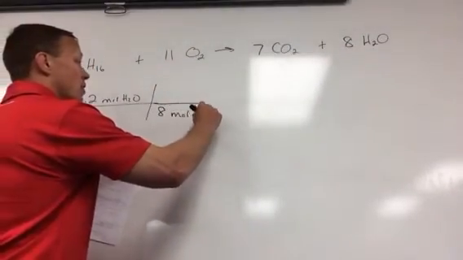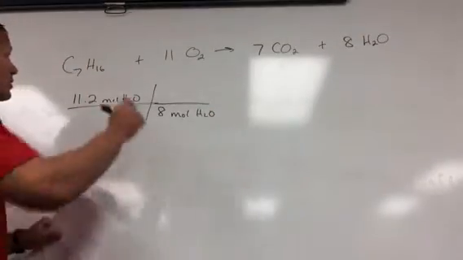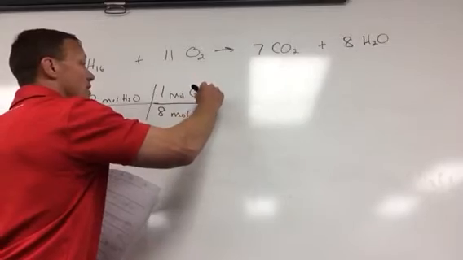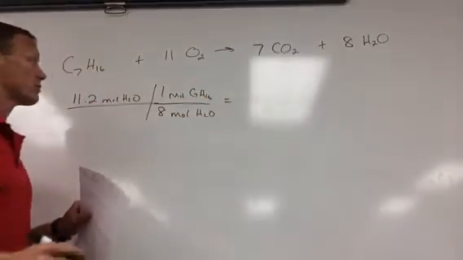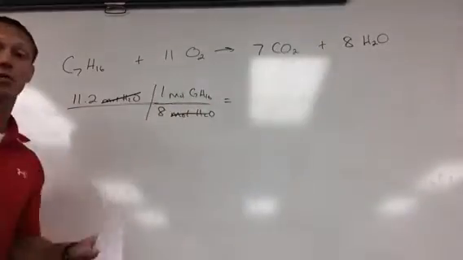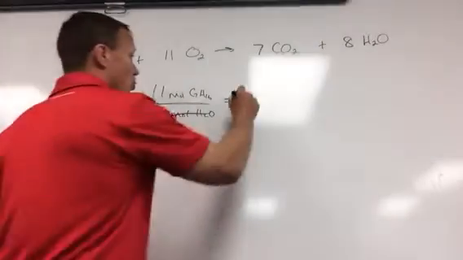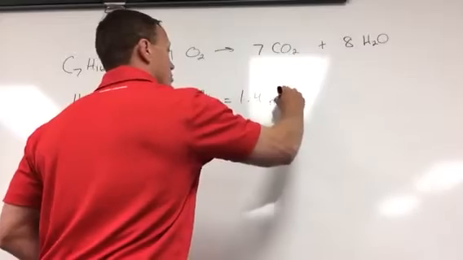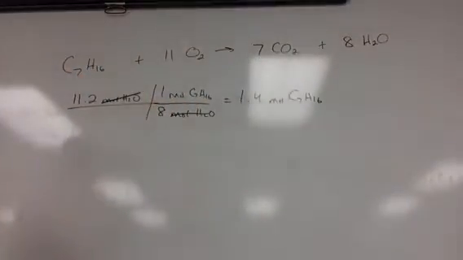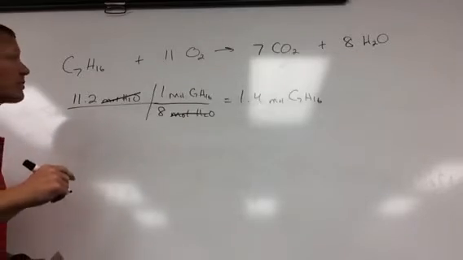For every 8 moles of water that are produced in the reaction, there's 1 mole of C7H16 that was used. So we're just taking 11.2 right out of that. These two labels cancel, we're left with moles of what we wanted to have. So that is 1.4 moles of that. It's called heptane, by the way, the C7H16.